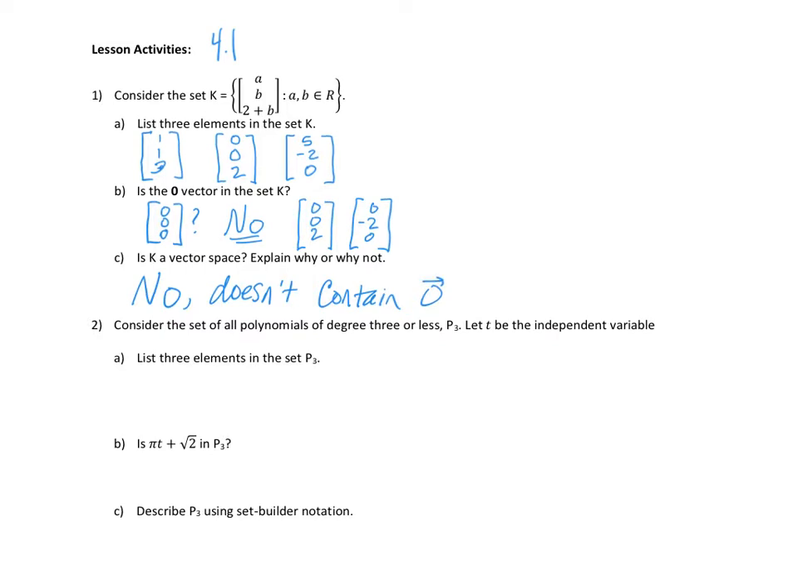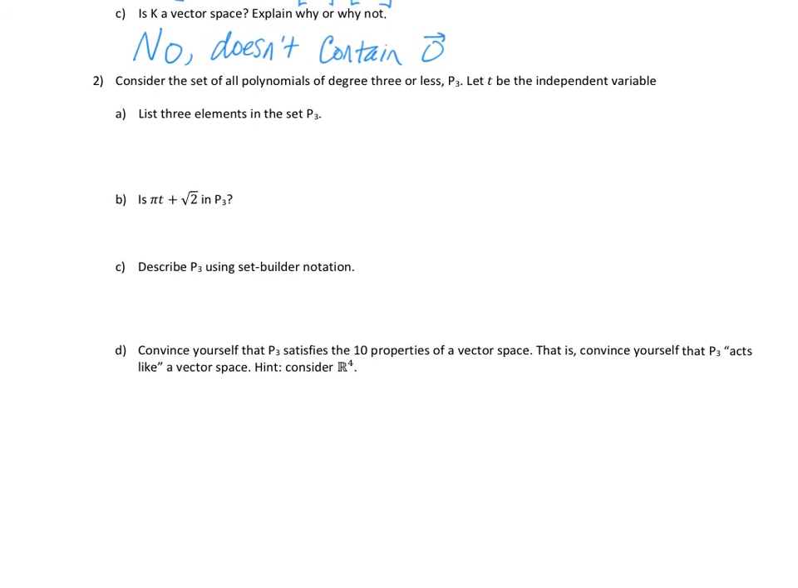Let's look at another set, the set of all polynomials of degree 3 or less, and we name this P3. T is going to be our independent variable here. List 3 elements of P3. So, polynomials of degree 3 or less where T is the variable. I could say T cubed minus 2T squared plus 4T minus 7. That is a polynomial of degree 3 or less, so it's in the set P3.